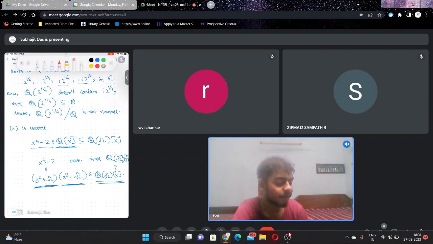So to check for normality, you can look at this particular polynomial. You need to make sure that every irreducible polynomial over the base field that has a root in the extension has all its roots in it.